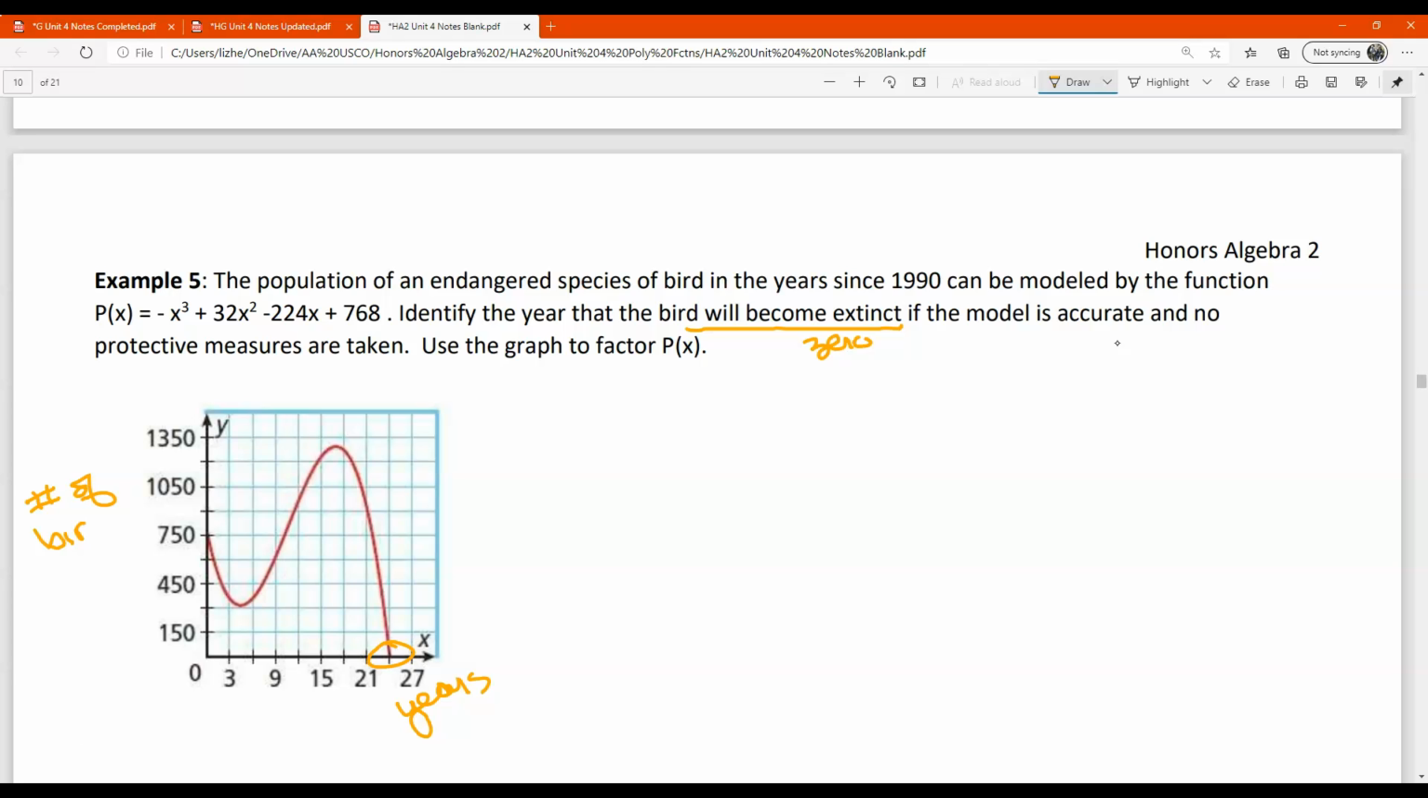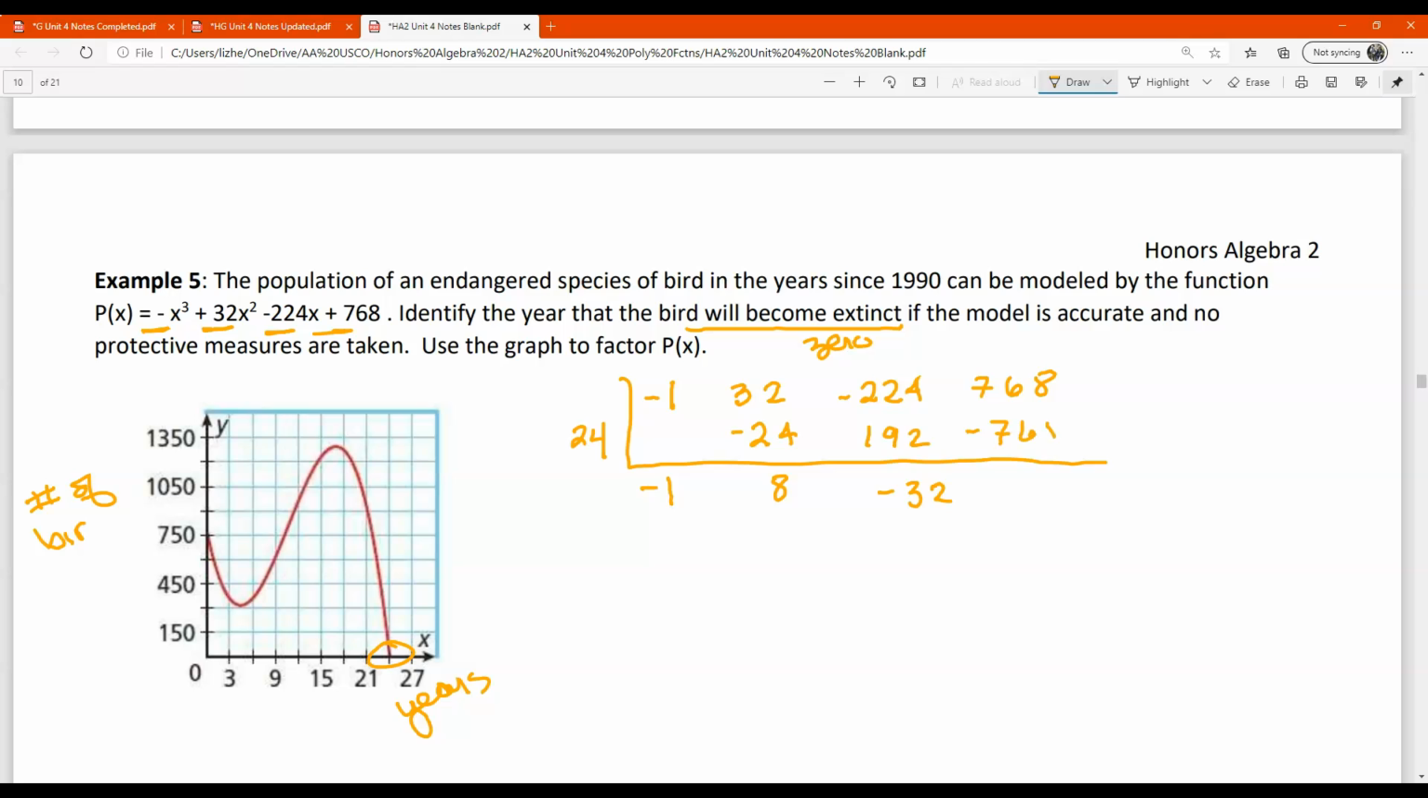The way I verify that is I set up my synthetic division, and I have -1, 32, -2, 24, 7, 68. Those are all my coefficients right there. And then I divide in. I believe 24 is my 0, so I'm putting that there. I bring down my -1, multiply, and I get -24, which gives me 8. Multiply, and I get 192. Add those together, and I have -32. Multiply again, and I have -768. Add in 0, so there it is. The remainder is 0.